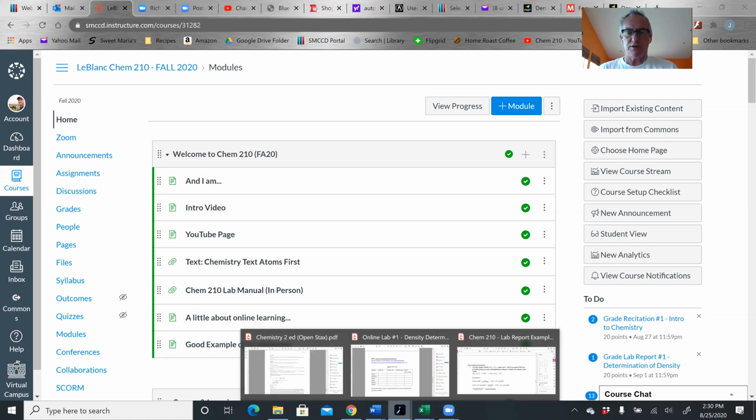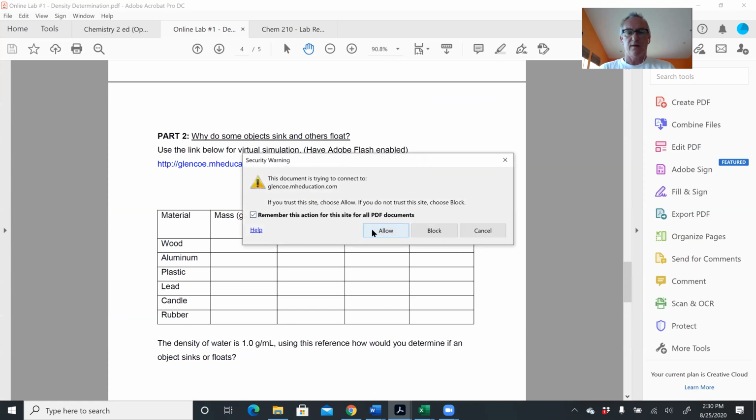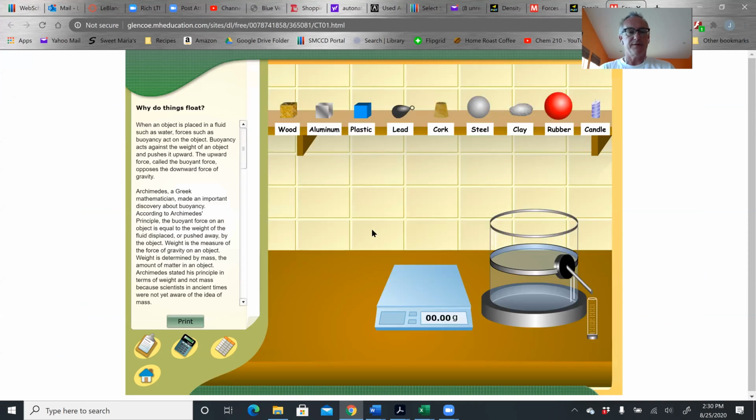All right, let's go to the second part. So our second part, part 2. Here's our second simulation. You can just click on that. Allow. It's loading it up. So there we go. Hopefully, could everyone see this particular example? Yes. Can everyone see this one? Yes. All right, good. So there's a little description, what's going on here.